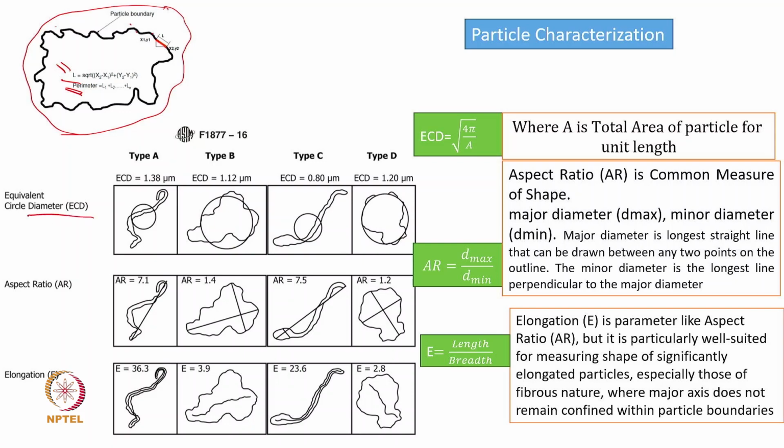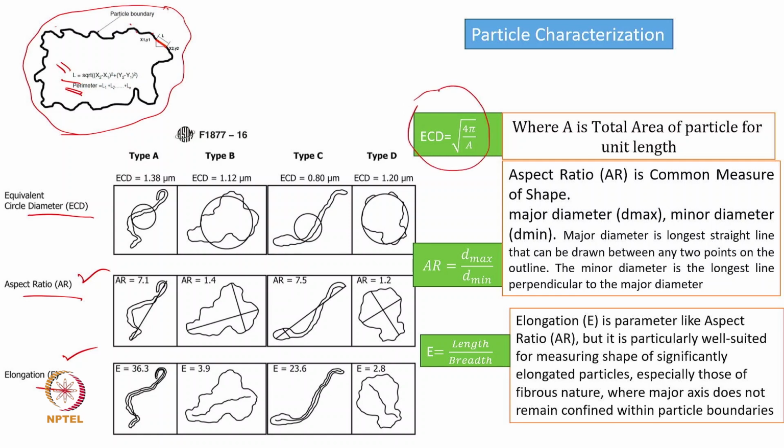However, the other three parameters are equivalent circle diameter, aspect ratio and elongation. Again, elongation and aspect ratio are also quite similar to each other. Coming to the equivalent circle diameter, again we don't use it extensively.